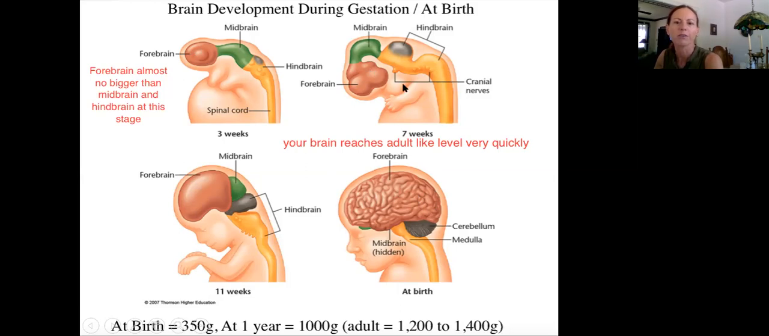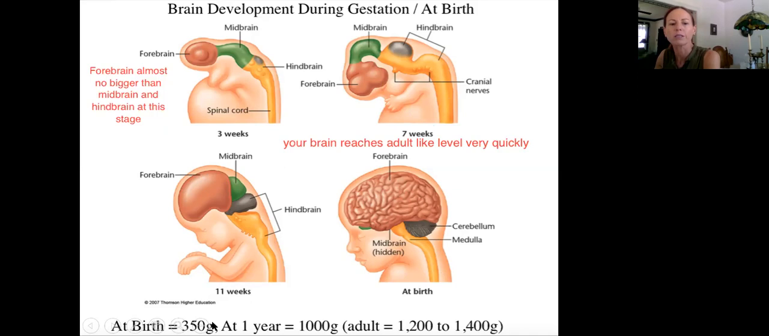You can see the development there at 7 weeks, and it's at 7 weeks when we start to develop genitals and stuff like that, and other organs. And then at 11 weeks now we have what looks more to us like a brain, but it doesn't have all that convoluted pattern that the cortex normally gets. And then at birth, the brain actually looks like an adult. So it reaches that adult level pretty quickly.